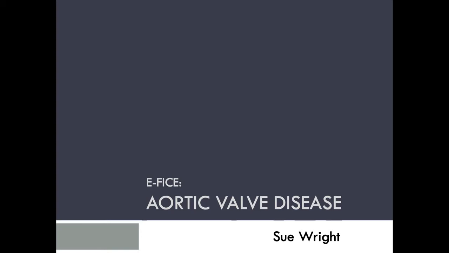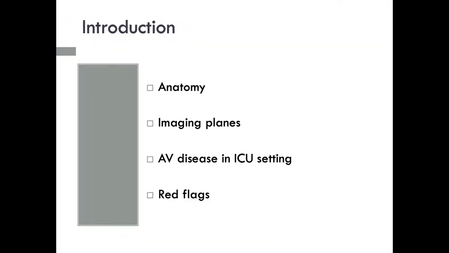I'm going to talk about aortic valve disease in critical care echo. During the talk, what I'd like to cover is the anatomy, first of all, the imaging planes that we use for imaging the aortic valve, the kind of aortic valve pathology that we can see in the intensive care setting, and red flags that should alert us to the need for referral for formal scanning.